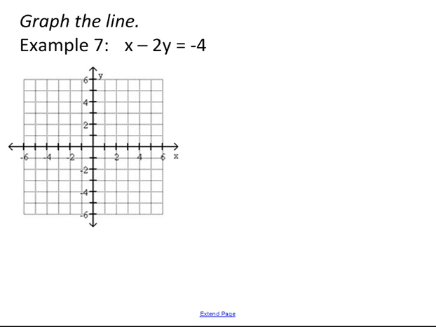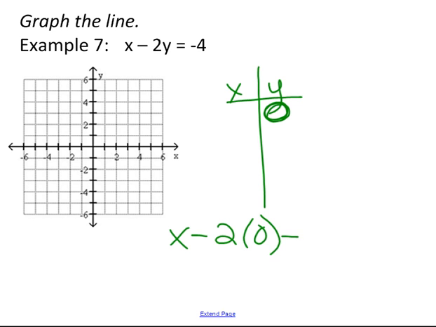Alright, so let's take a look at example 7. We're going to graph this using the x and y intercepts. We're going to start by plugging 0 in for y. So I have x minus 2 times 0 is equal to negative 4. Negative 2 times 0 is 0. And I don't need to worry about the 0. I get x equals negative 4.